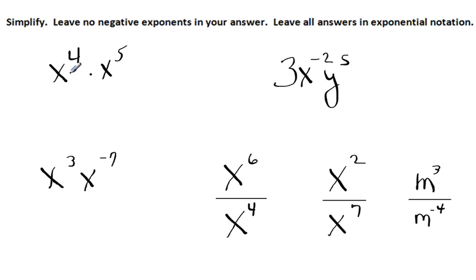So here we go. To do x to the fourth times x to the fifth, you simply add the powers and you get x to the ninth. Hopefully that's an easy one for you.